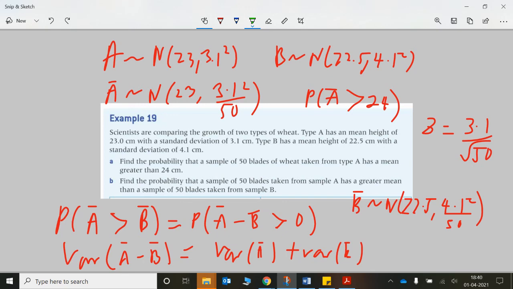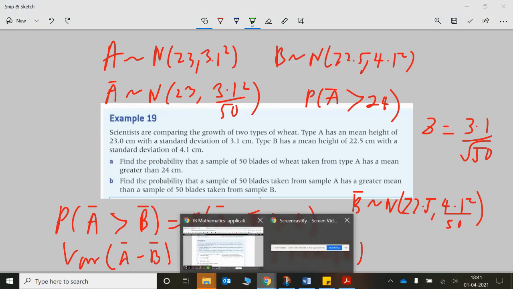Okay, then X is going to be the same as, if you like, X equals A bar minus B bar. So that's going to be distributed with a mean of 23 take away 22.5, and a variance of this plus this. I'm running out of space here.